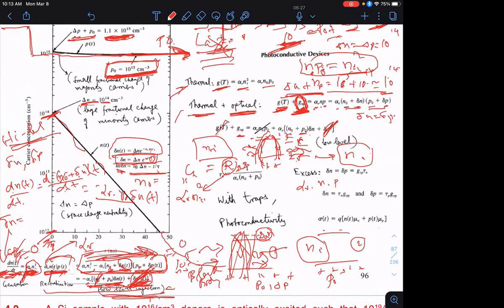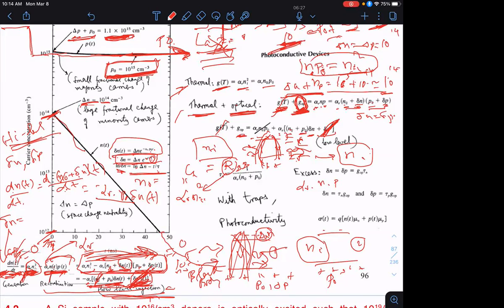You work out the products. The n naught p naught gives you n_i squared, which will cancel the g of t term. The delta n equals delta p, so that gives you a quadratic delta n squared and a linear term proportional to delta n. In the low-level injection case, you can ignore the delta n squared term, you're just left with the linear term. But in the high-level case, you have to actually solve for this quadratic equation.